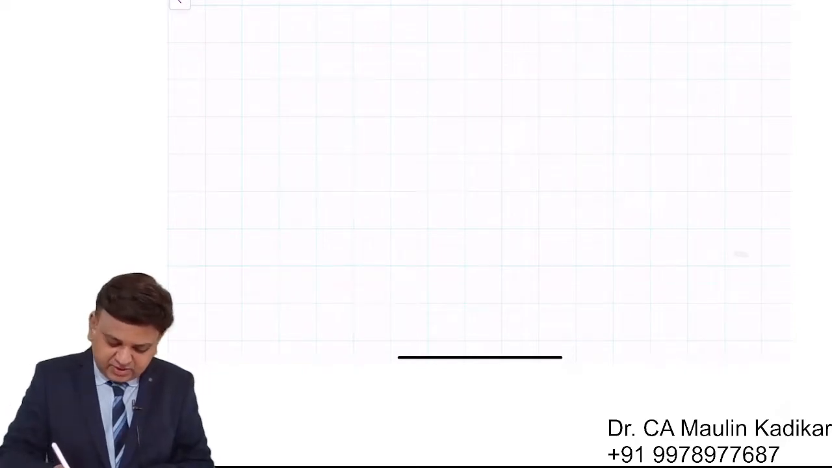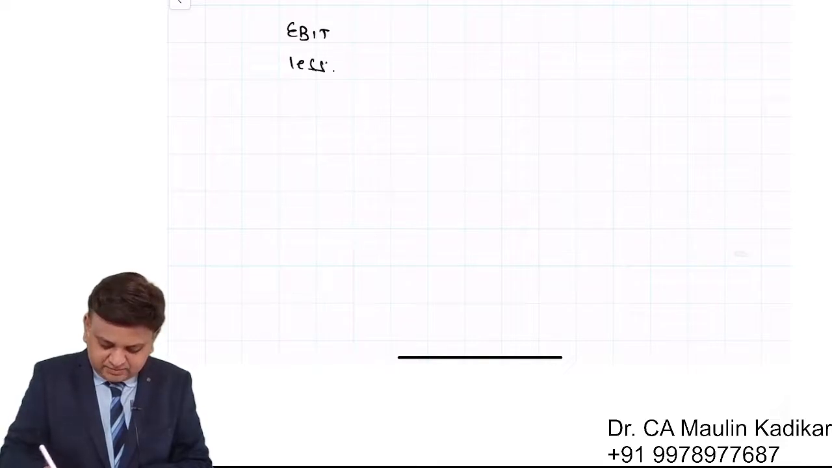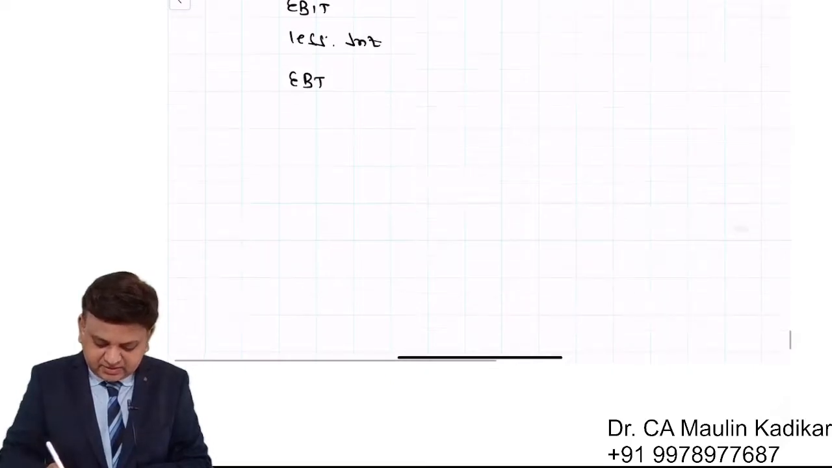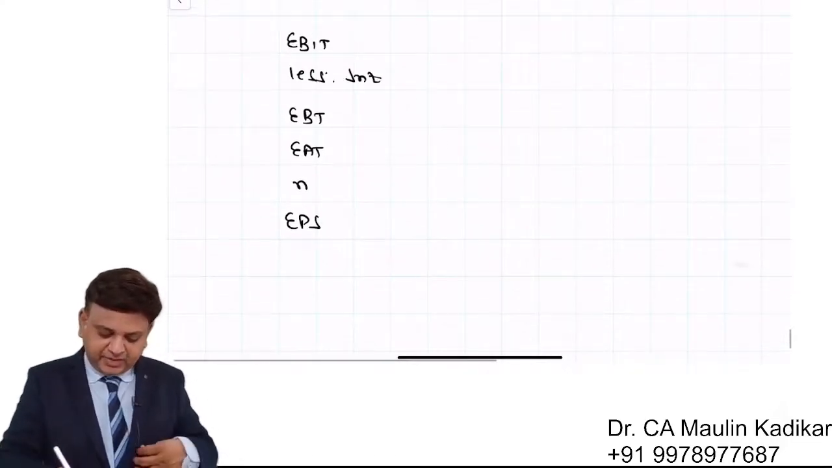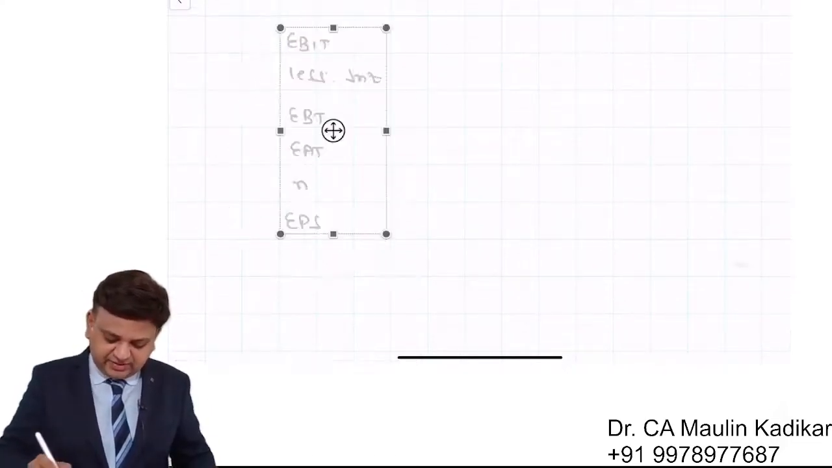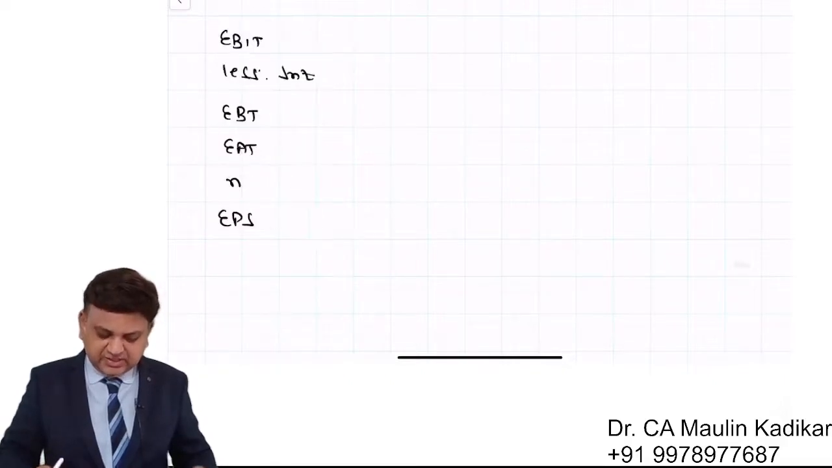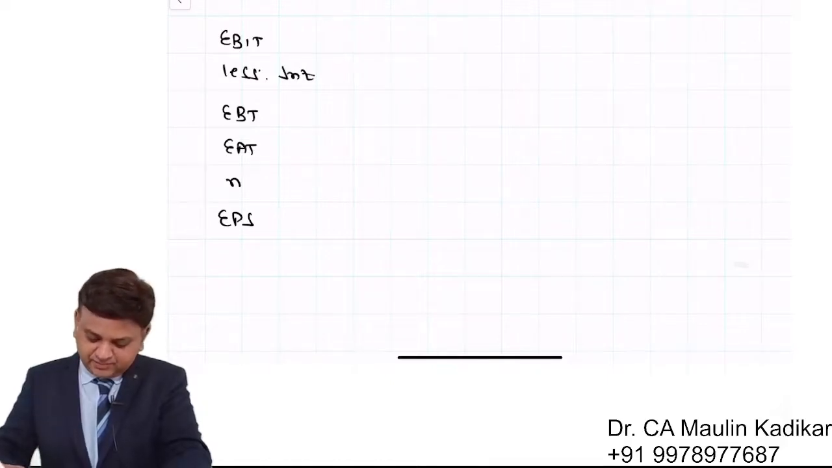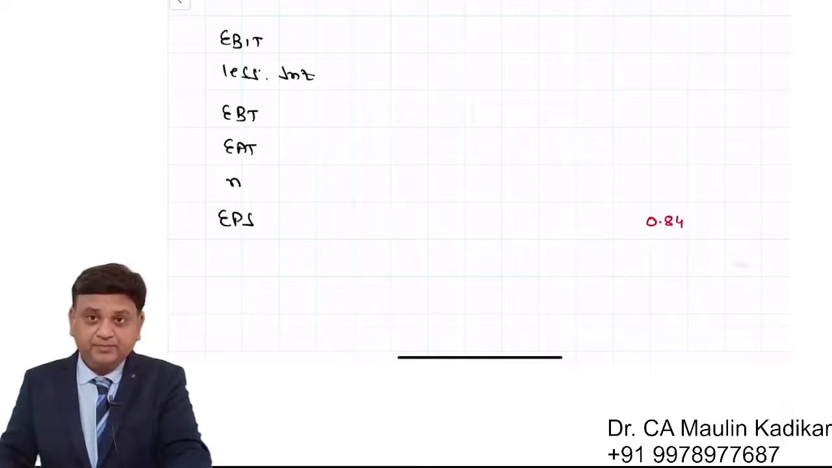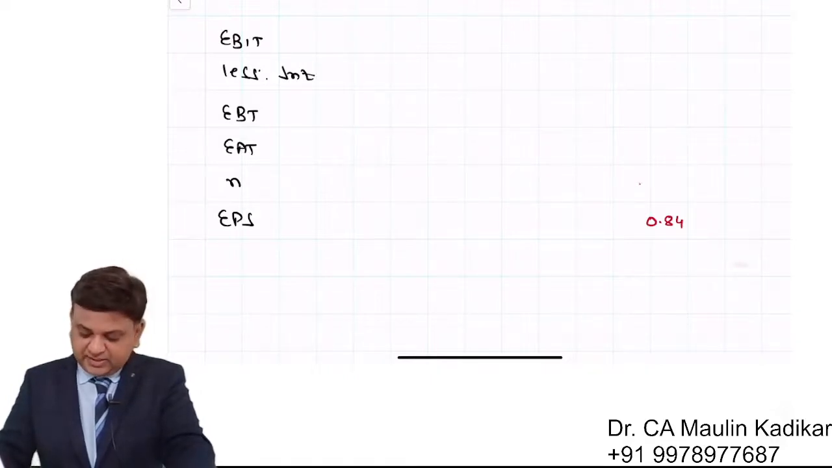So we understand that over here it is EBIT less interest, which is EBT, less tax is EAT, divided by the number of equity shares will give EPS. This is the routine sequence that we have. Now the question says that this time you do not want to have the EPS below 84 paise. So against EPS you will mention 84 paise. The number of equity shares is provided as 10,000.